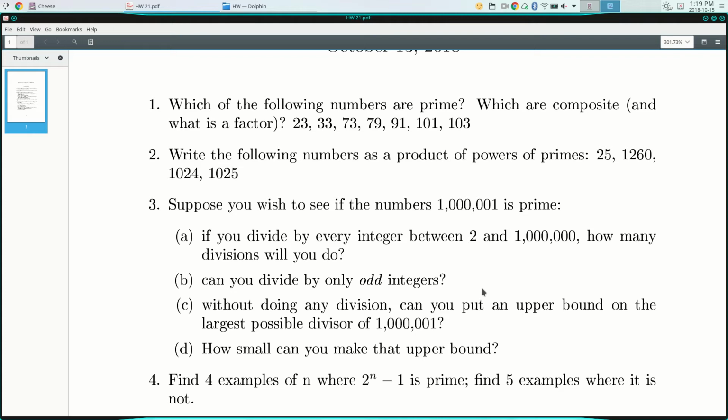You're looking for the largest possible divisor. So we're just looking for half of that. Half of a million is 500,000. Yeah, just instead of doing the division, just write half. How small can you make that upper bound? Half of whatever your upper bound is, or half of whatever the number you're trying to find is. But it would have to be 498,000.